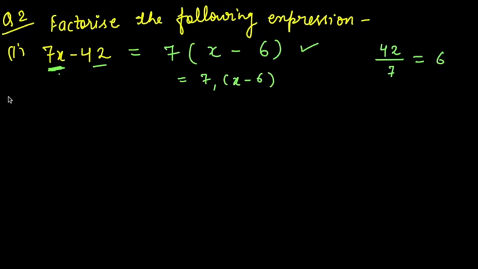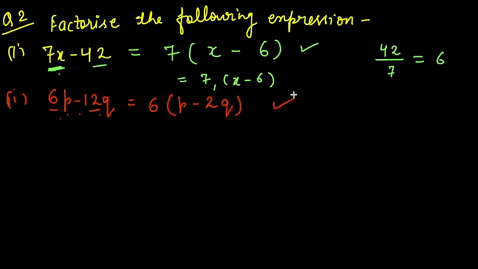Moving to second part, which is 6p minus 12q. Again we will see what is common here. In the constants 6 and 12, 6 is common. P and Q, is there anything common? No. So the common factor between these two terms, 6 is common. What you are left with? P, and if 6 is common from 12, it gives you 2q. So this is your answer. So first you have to see what is the common factor, take it out, and rest of the terms inside the bracket. Moving to third part.